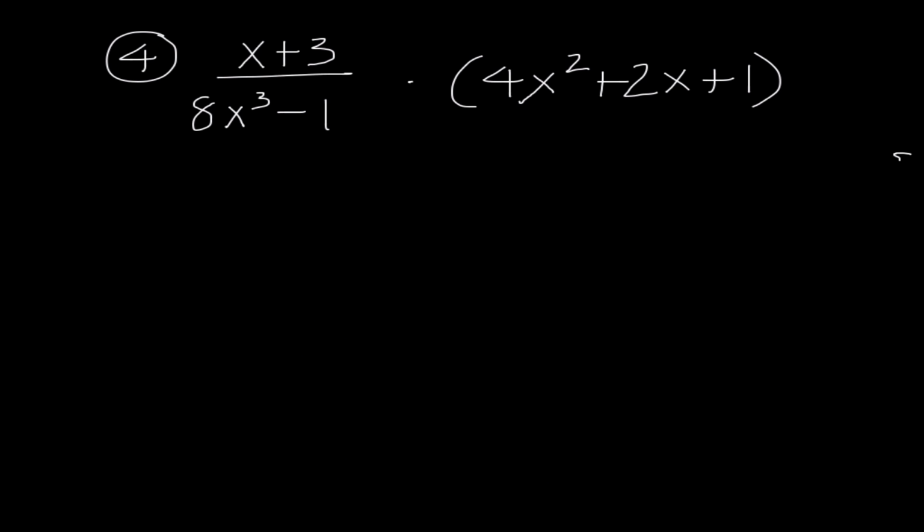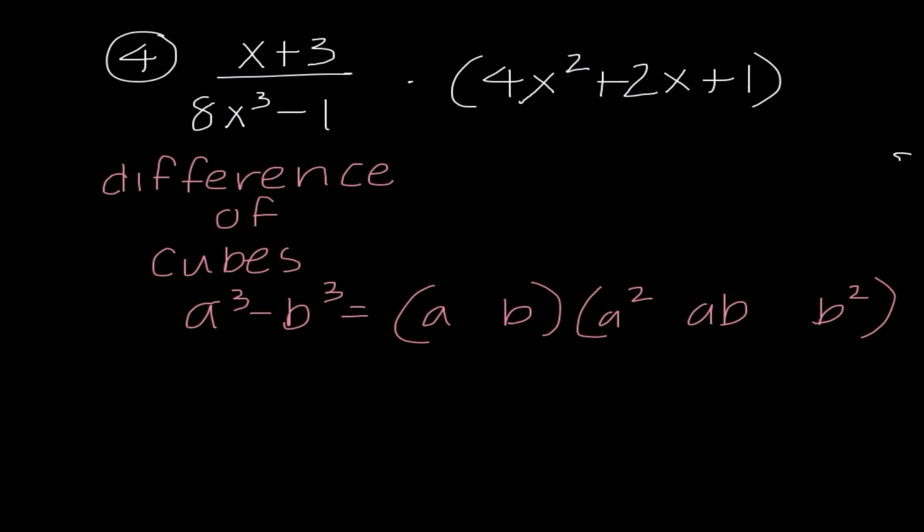Okay, so here's number 4. We have x plus 3 over... Ooh, this looks scary. 8x cubed minus 1 times the quantity 4x squared plus 2x plus 1. And then I don't know why I have a little squiggle there, but that's okay. So I want to focus here on 8x cubed minus 1. This was what we call difference of cubes because these are both perfect cubes.